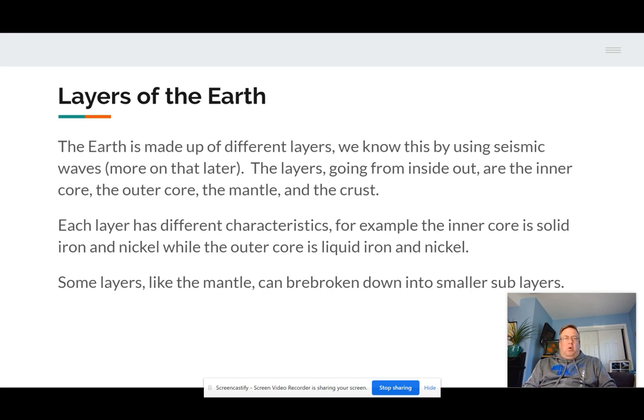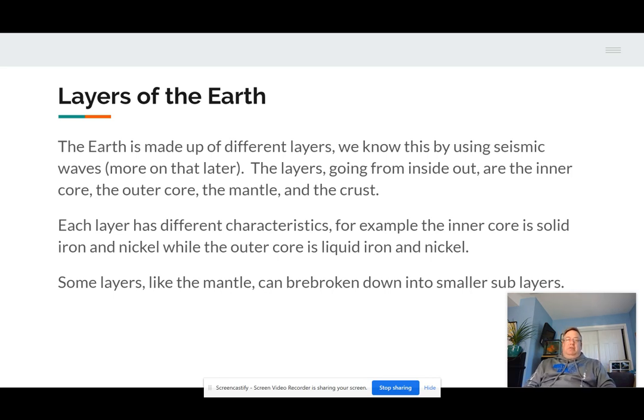So how do we know about what's going on inside the Earth? Right? How do I know where these layers are? How do I know where the temperature changes? How do I know what the temperature is? Okay, so the simple answer to this question is that we use seismic or earthquake waves to help us out and to tell us things.